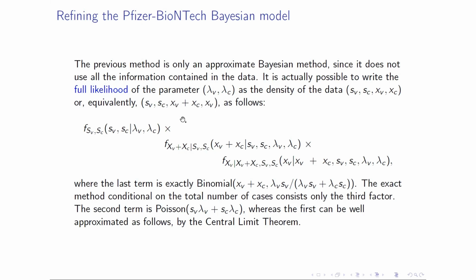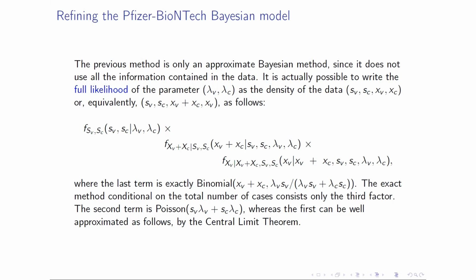The likelihood of the surveillance times, times the conditional likelihood of the total number of cases, times the conditional likelihood of the number of infections on the vaccine given the total number of cases and the surveillance times. And in the Pfizer exact method, the conditioning on the total number of cases only uses the third piece, it doesn't use the first two pieces. So what I tried to do was to see whether it makes any difference to use the first two pieces.